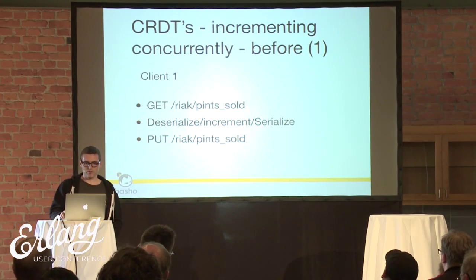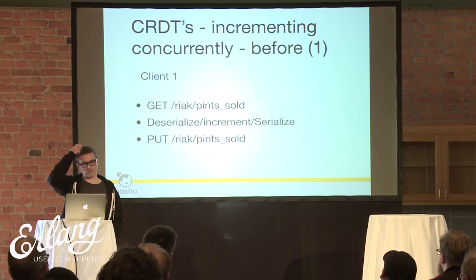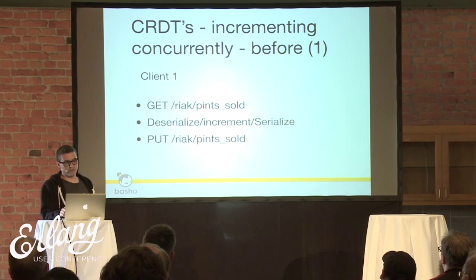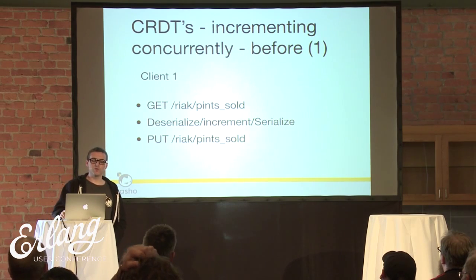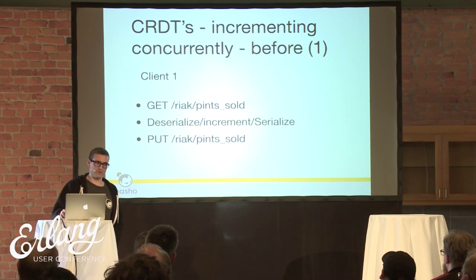Okay, so let's take a look at some examples. Previously, if you were incrementing a value concurrently, taking the first client, we get an object from Riak, in this case, pints sold. How many beers have been sold in a particular establishment today?